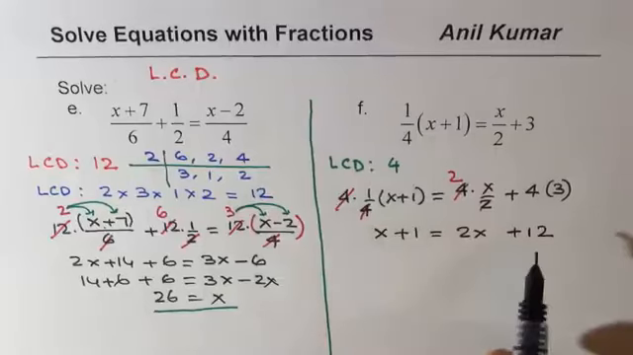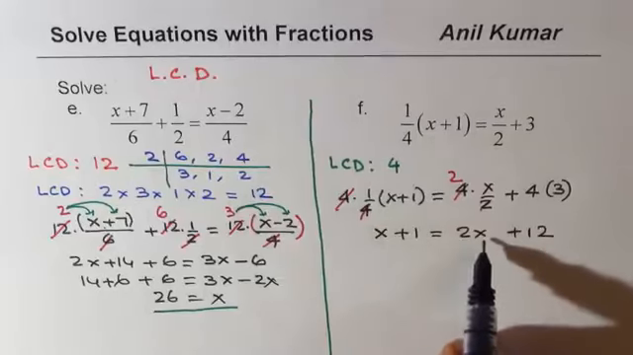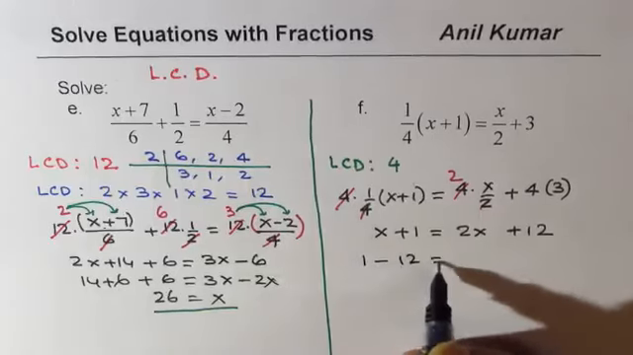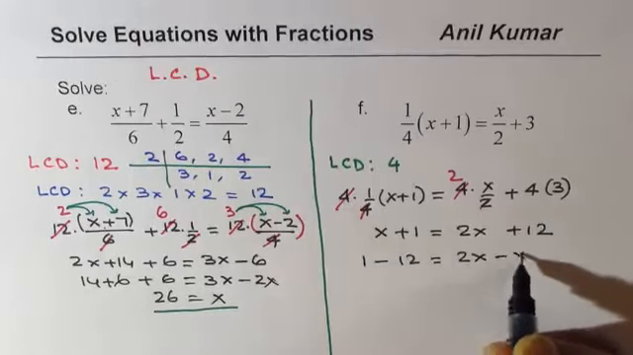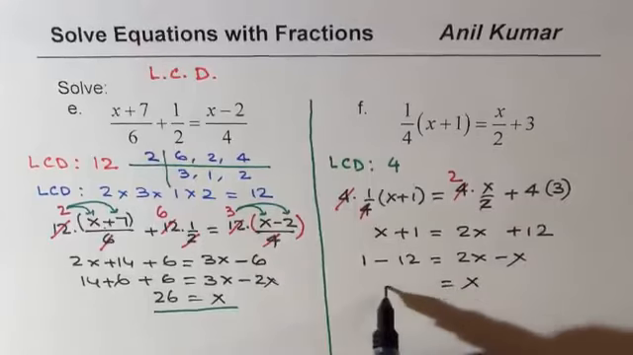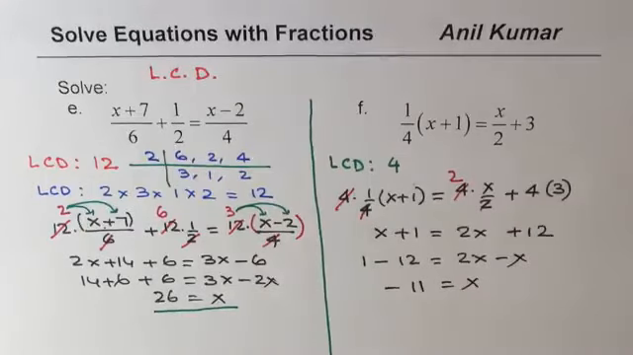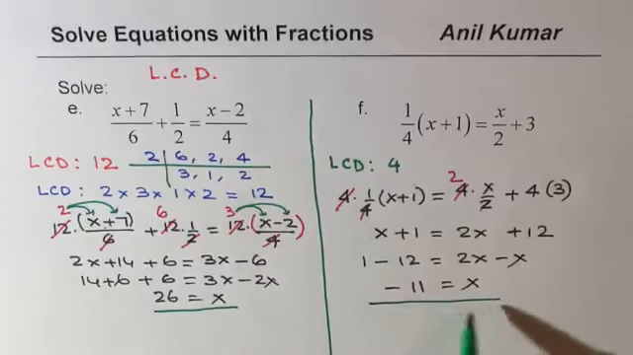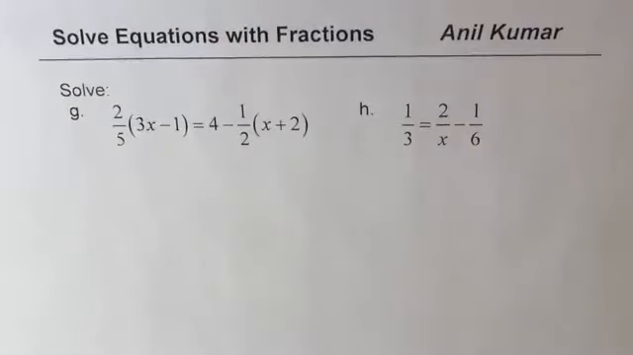Again, I'll take this x to the right side now since I see that 2x is greater. Bring 12 to this side. So we have 1 minus 12 equals 2x minus x. That gives me x equals minus 11. So I hope you appreciate this strategy of avoiding the negative sign with x. It also helps, saves time. Perfect. Now let's move on and take the last 2 questions.